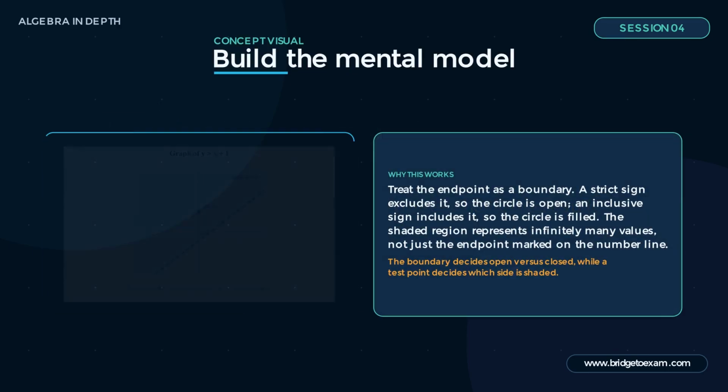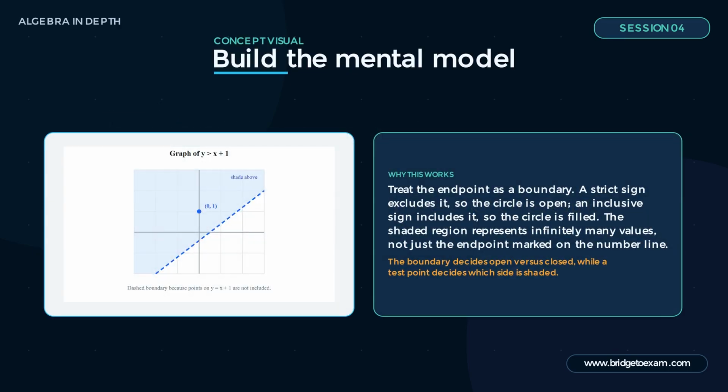The visual gives us the central idea. Treat the endpoint as a boundary. A strict sign excludes it, so the circle is open. An inclusive sign includes it, so the circle is filled. The shaded region represents infinitely many values, not just the endpoint marked on the number line.